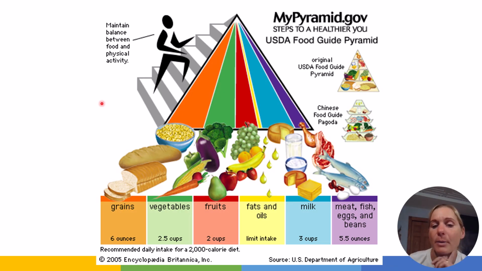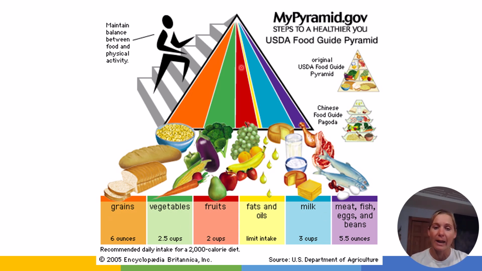Then we progress to this pyramid. This is the next stage, and it came out in 2005, right after I learned the original. They developed it to give you a little more information regarding quantities. So instead of saying 2 to 4 servings of fruits, we're saying 2 cups. Instead of 3 to 5 servings of vegetables, we're saying 2.5 cups. In grains, 6 ounces. So we're gaining more in terms of how much is a serving. That's the major difference here.